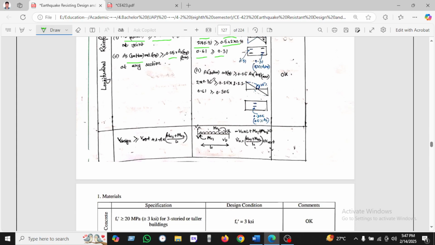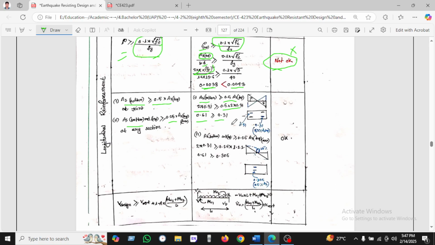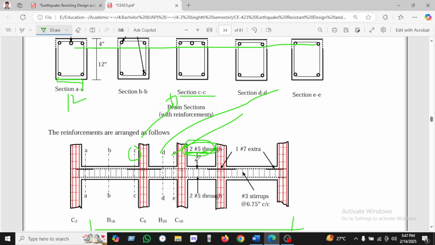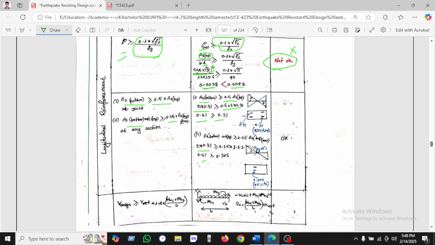And in another section we have seen As top and bottom is 2 into 0.31. We have used the bottom and top with number 5 bars and found 0.61, and 0.25 As top max we found 0.25 into 1.22, and found 0.31, which is greater than okay. So this is also okay.